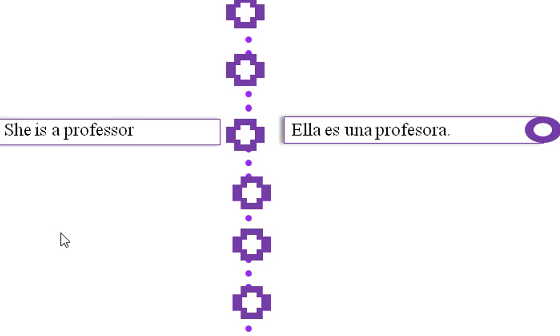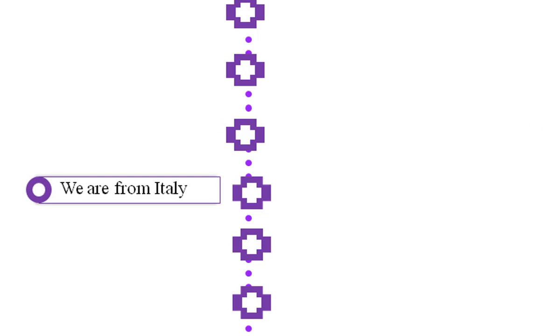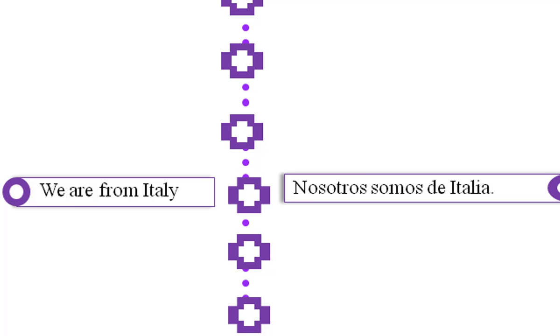Profesora is for professor. And because we are talking about one object, it will be un, and because we are talking about a feminine noun, we added a to it. We'll talk about this in the upcoming lessons. Ella es una profesora. We are from Italy. We are talking about origin. So we is nosotros, and nosotros form of ser is somos. Nosotros somos de Italia. De is for from.